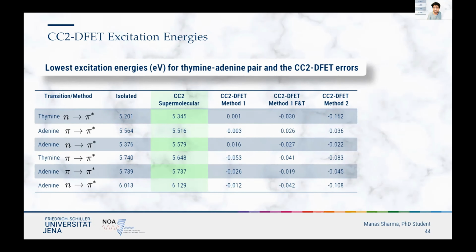However, if you look at the isolated excitation energies, then you notice that the adenine pi to pi star excitation is actually higher than adenine n to pi star compared to the supramolecular calculation, but this is not the case with DFT. So again, this is quite useful.